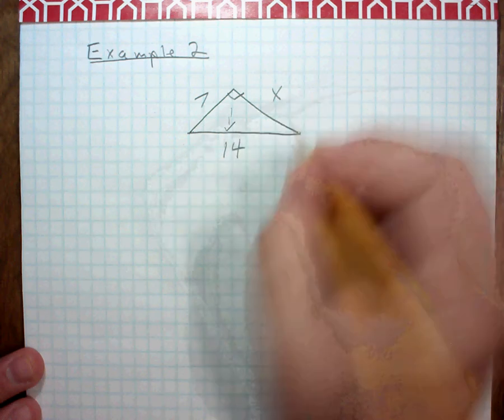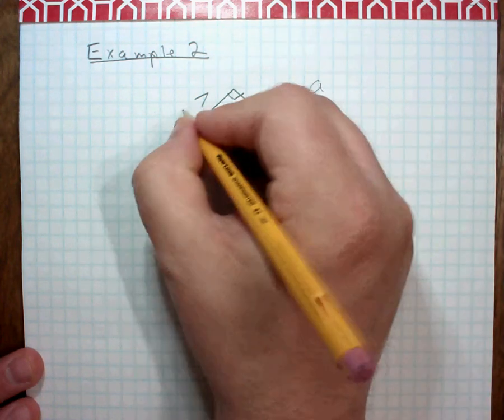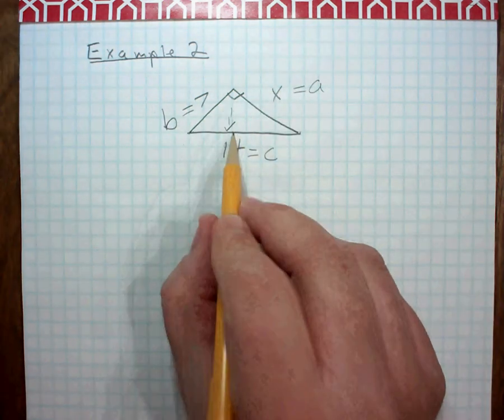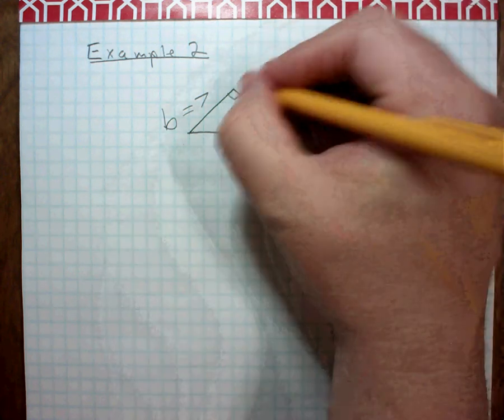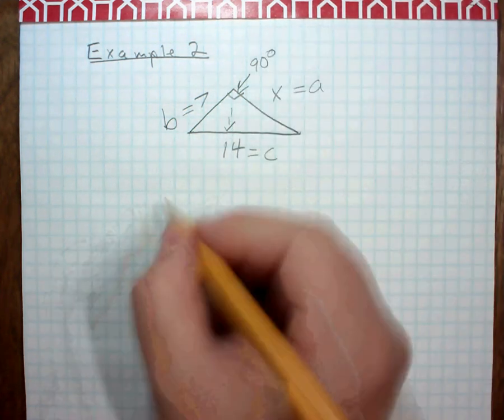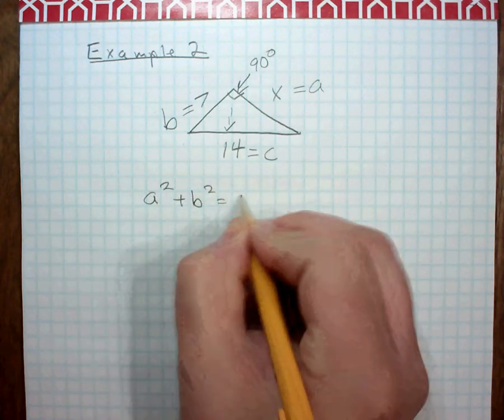Immediately, we identify the hypotenuse, and then the a and b can be arbitrary. It's just the remaining side. So remember that the hypotenuse is the longest side. It's across from the 90-degree angle. This little box means that it's a 90-degree angle. To solve for x, again, I just say a squared plus b squared equals c squared.